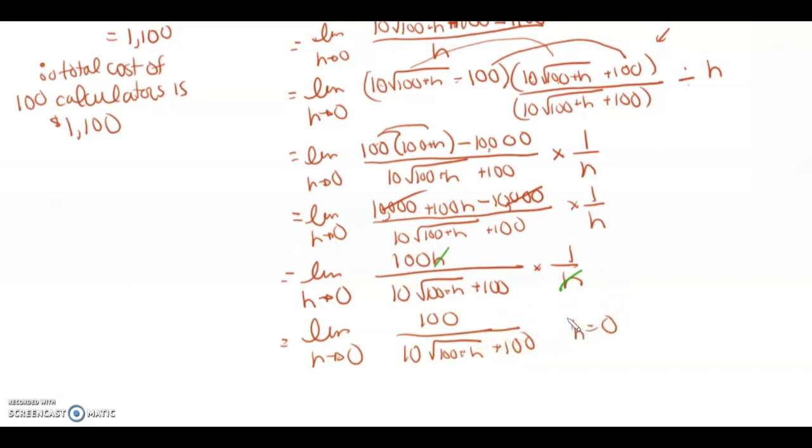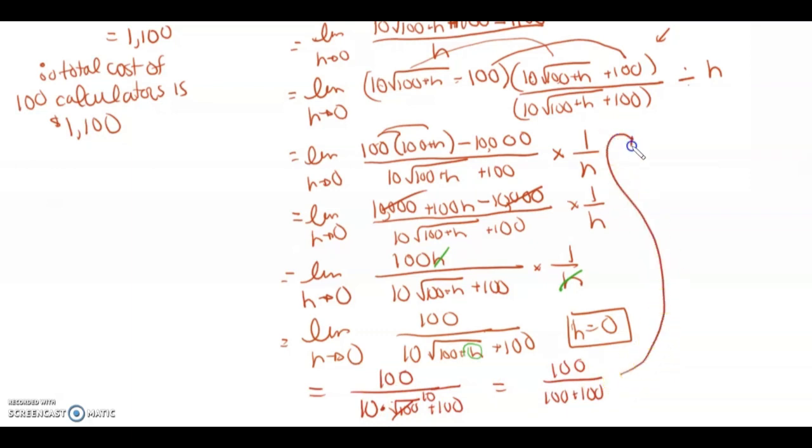Okay, let's sub in h equals 0. So in the denominator here, we're going to sub in 0, which is just going to go away. So we're going to have 100 over 10 times, well, what's the root of 100? 10. I'll put this in so you guys can see it. Okay. We're going to get 100 over, that goes to 10. So that's 100 plus 100. So we're going to get 100 over 200, which is 1/2.